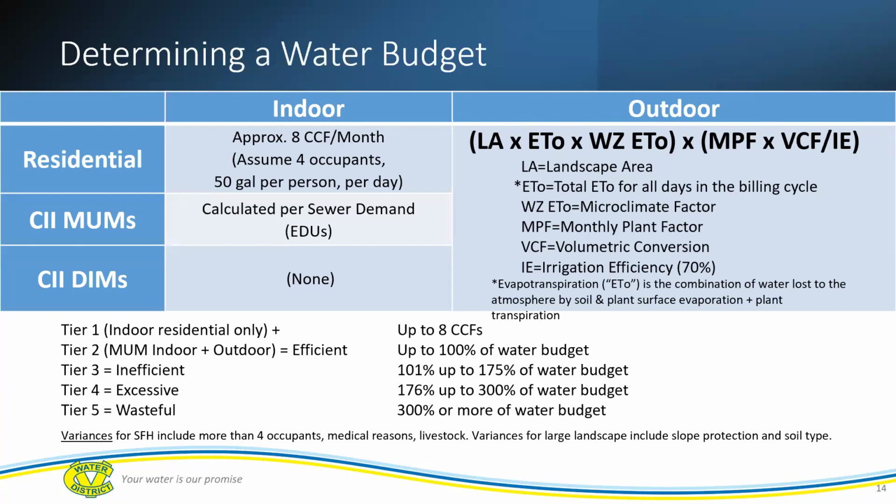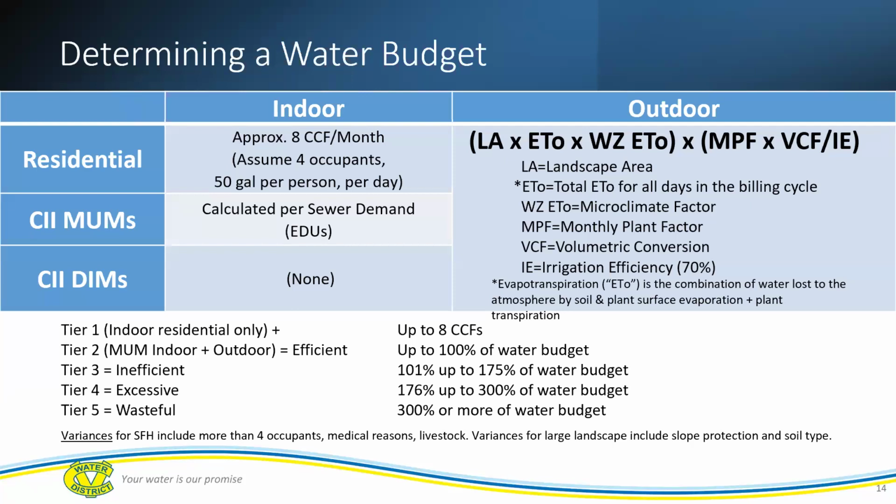And there is our outdoor component, and the formula that we utilize, so pretty easy. We've got to start with the landscape area, and we multiply that by ETo, the evapotranspiration, defined there at the bottom. We just generally think of that as the amount of water that has to be replaced for the plant to stay alive and grow.